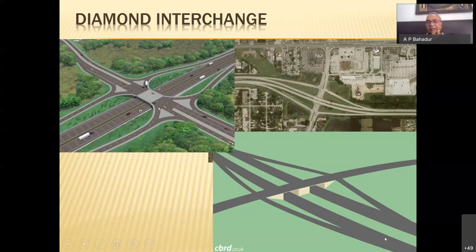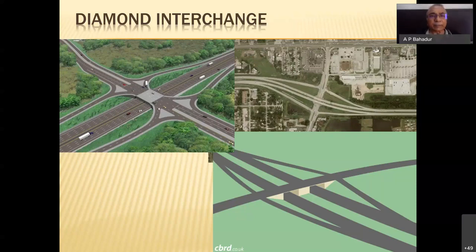As you can see here, normally the right turning would have taken place on the main highway, but those right turns have been taken off the main highway and allowed on the side road where the traffic is low and the speeds are also low, and you can tolerate slowing down or stoppage on the road. So this is the diamond interchange.